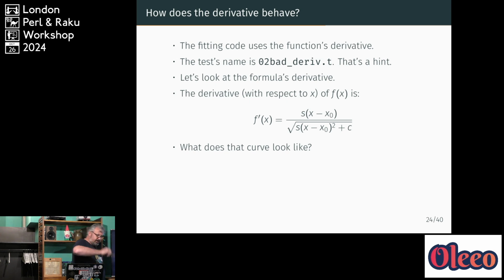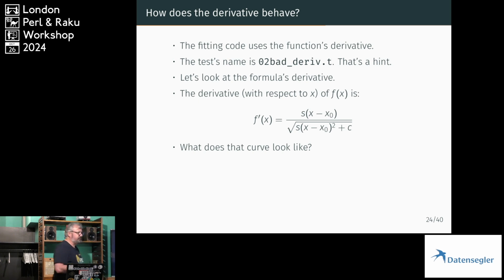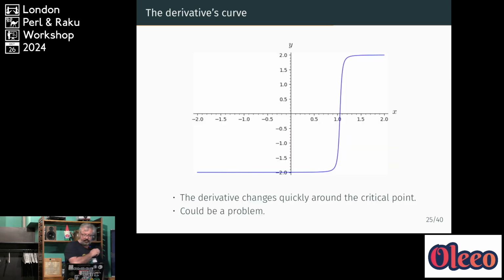The fitting code inside the module uses the function's derivative in order to fit everything. And given the test name is bad deriv, obviously there's something fishy going on here. So let's have a look at that. That's the function's derivative. I didn't do that by hand. I just used a conversational mathematics package to do that. So I think the high school students that I tutor will probably be disappointed with me right now. But anyway, let's have a look at the curve.